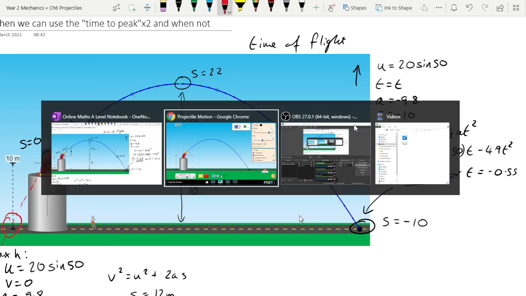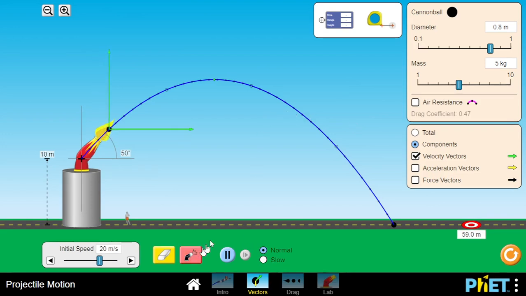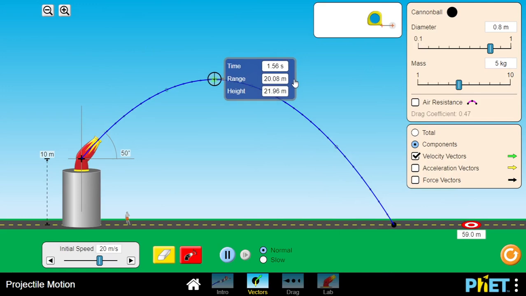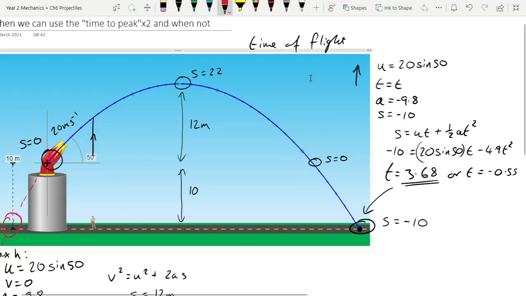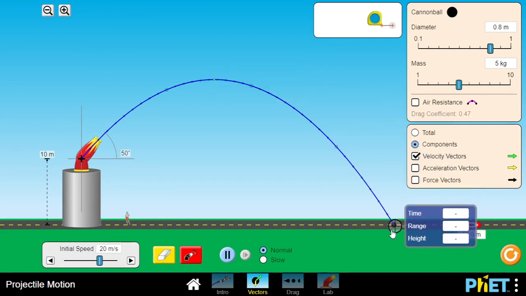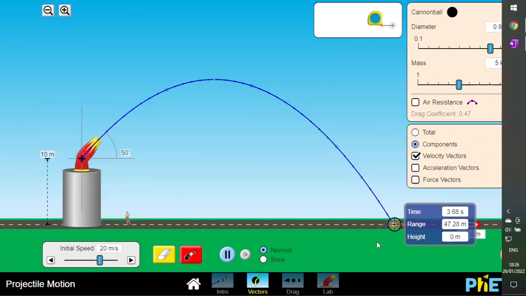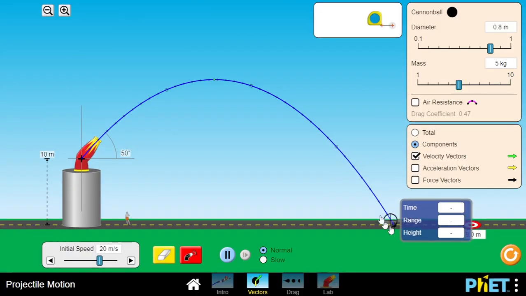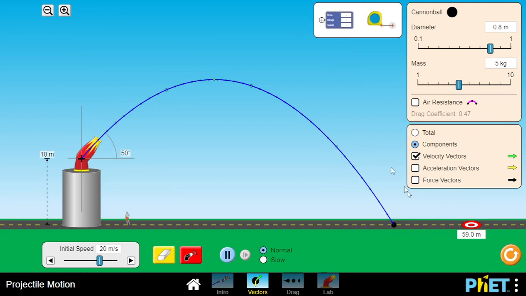Okay, let's check these values ourselves. So there it goes. The maximum height is 22 meters, which is what we calculated. Time of flight all the way to the end, it's about 3.68, which is what we got. Okay, so when it's not symmetrical, we can't just calculate the time to the top and then double it. It's much better to think about the displacement. And so I tend to just do that always, even if it is symmetrical, to be honest.